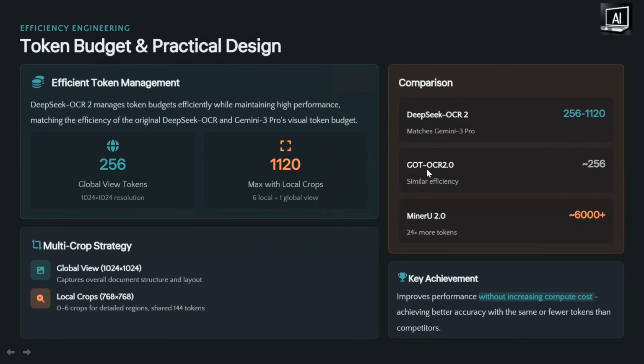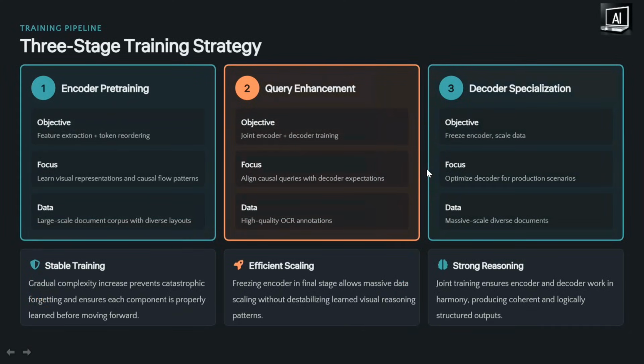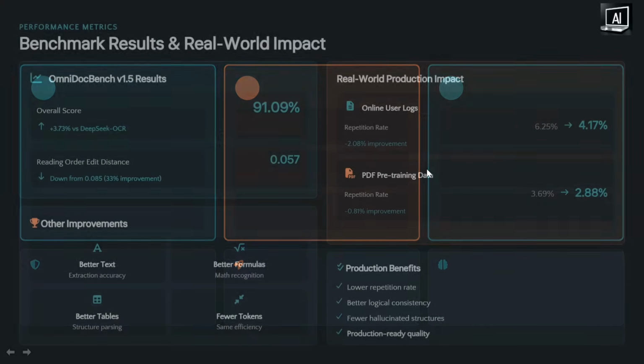Token budget and practical design. Efficient in nature: 256 global view tokens and 1100 max with local crops. What are the key achievements here? Improved performance without increasing compute costs. This is important. It is matching Gemini 3 Pro in terms of token outputs. A three-stage training strategy has been followed: encoder pre-training, then query enhancement, and then decoder specialization. The encoder pre-training gives stable training, then efficient scaling, and then strong reasoning. Take a while and read about the pipeline to understand it in more depth.